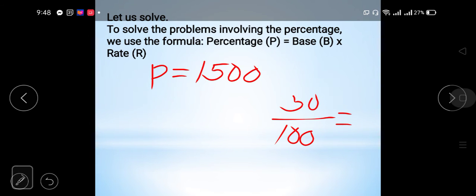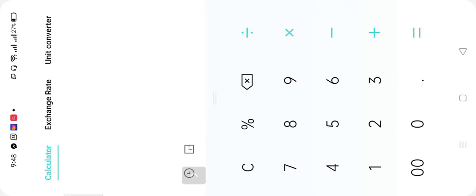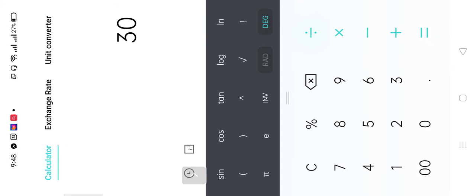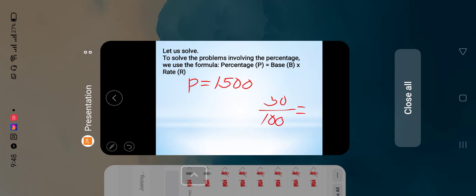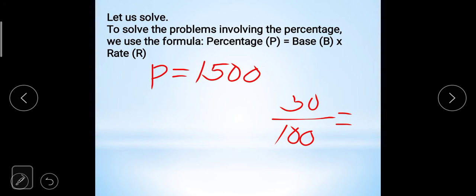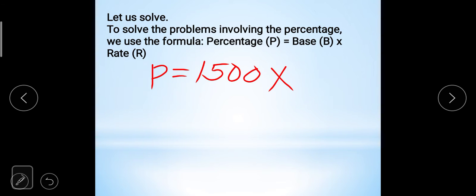Ilan po grade 5? Okay, let us have my calculator. 30 divide by 100 is 0.3. Okay, very good. 0.3 or 0.30, but we can use 0.3. Okay, so wag niyong kakalimutan na i-convert yung rate o yung R to decimal muna ha, bago kayo mag-proceed sa multiplication. Okay, 1,500 multiplied by 0.3.